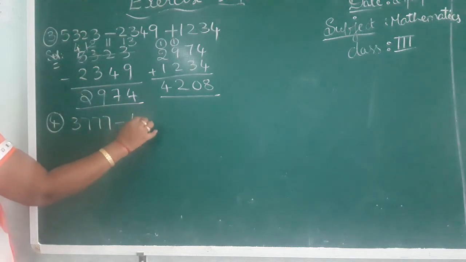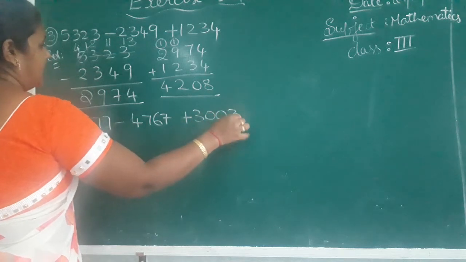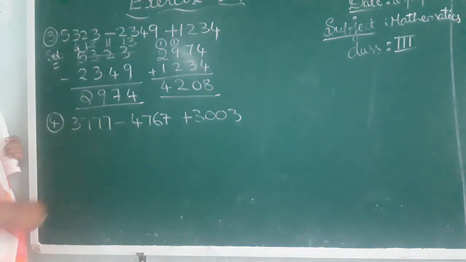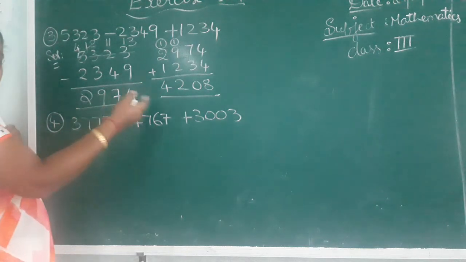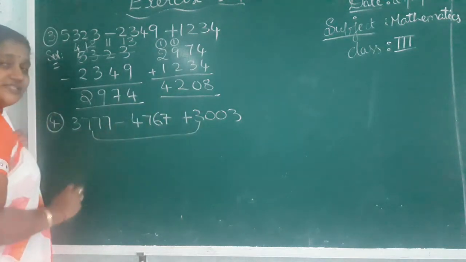3777 minus 4767 plus 3003. Children, if you observe here, 3000 minus 4000 was given. It's not possible to subtract directly. So you have to add the number on the other side, this one. So add these two plus numbers first.